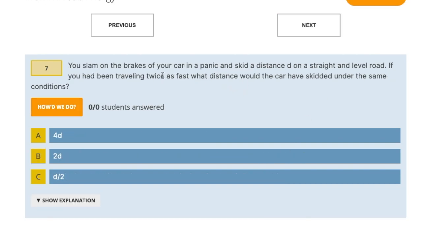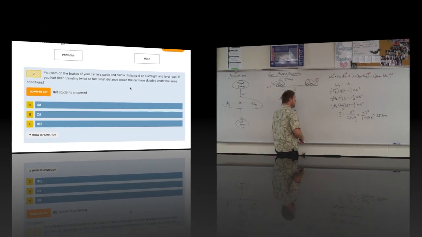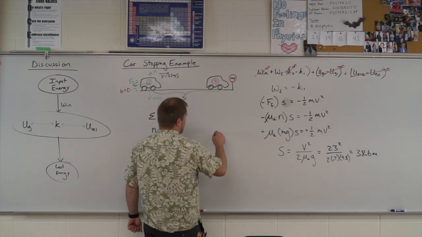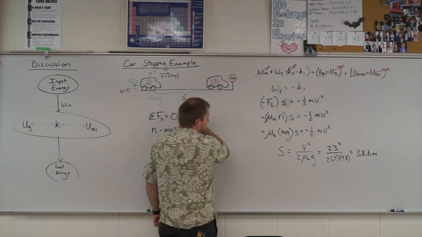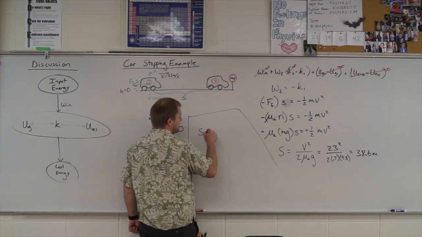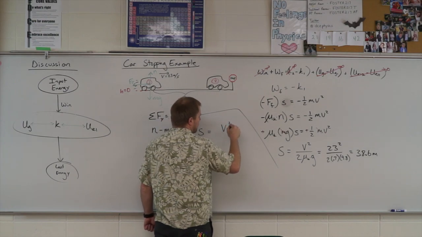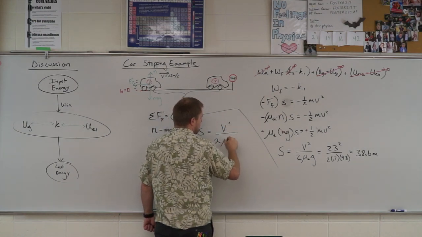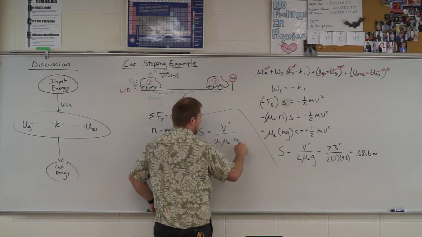You slam on the brakes on your car in a panic and skid a distance of d on a straight and level road. If you have been traveling twice as fast, what distance would your car have skidded under those same conditions? Let's take a look at the board. So let's think about that. My relationship here is that s is equal to v squared divided by 2 mu sub k times g.